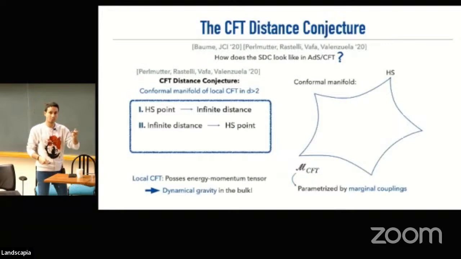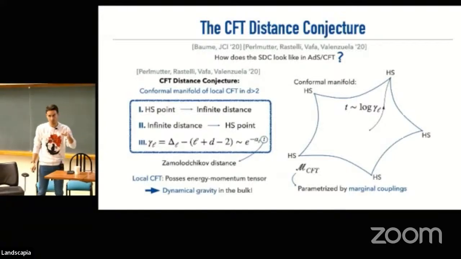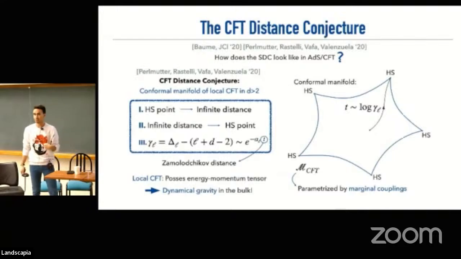The conjecture also says the converse statement. This is that all of these infinite distance limits should be higher spin points. So whenever I go to infinite distance, I should find this enhancement to a higher spin algebra. And last but not least, the third part is telling me that if I consider the anomalous dimension, which is essentially measuring the mass of these higher spin fields in AdS, it is going to go to 0 exponentially with the distance, which recovers the exponential in the distance conjecture. Okay?